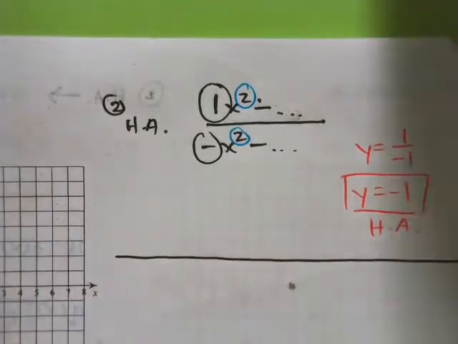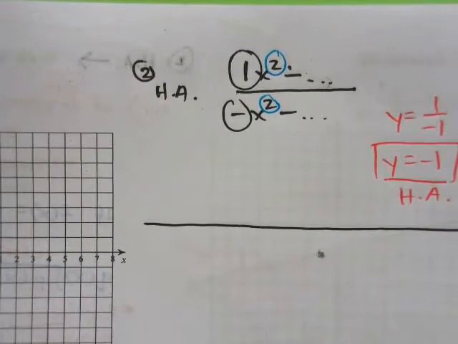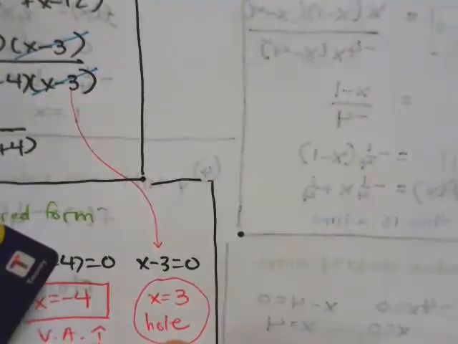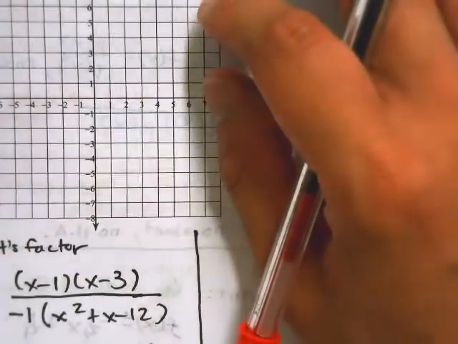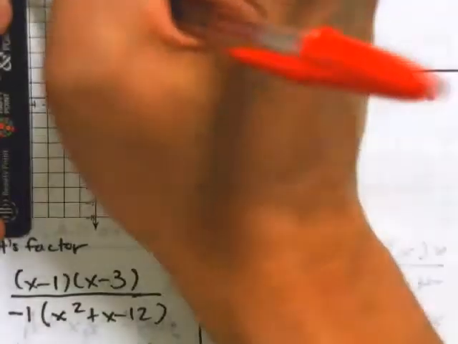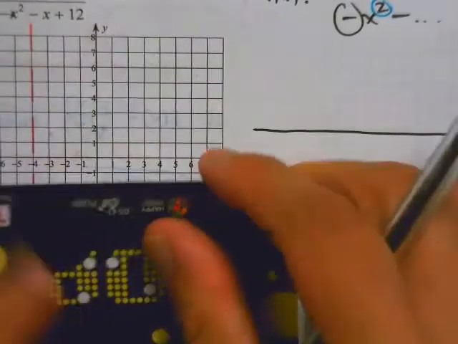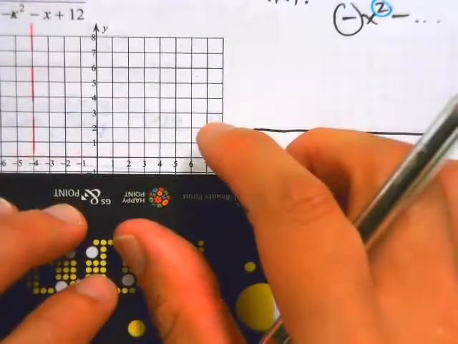From here, if you want, we can probably start graphing. Again, be mindful, we don't have two vertical asymptotes, we only got one. X equals -4, so let's go ahead and do that. 1, 2, bam, bam, bam, bam. Okay, and then y is equal to -1. So we're going to graph that one over here.